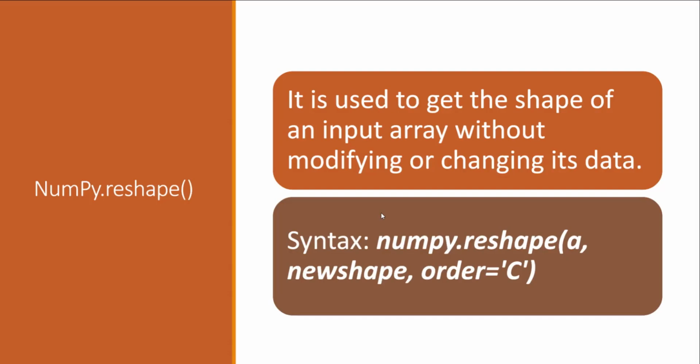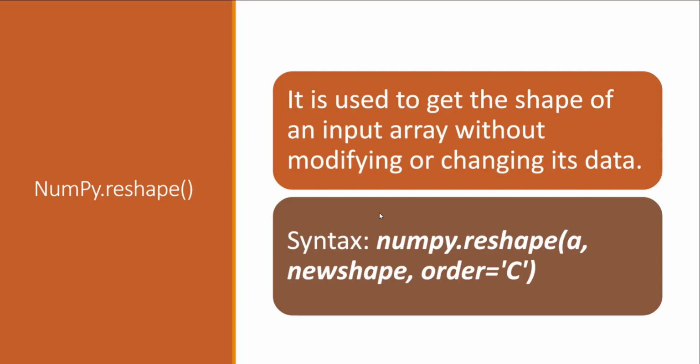The first parameter is a. This parameter specifies the input array whose shape is to be modified. Next we will understand our next parameter, that is newshape. So basically it specifies a new shape that should be compatible with the input array, and it will check the condition. If the value of the parameter is an integer, then the result will be a one-dimensional array.